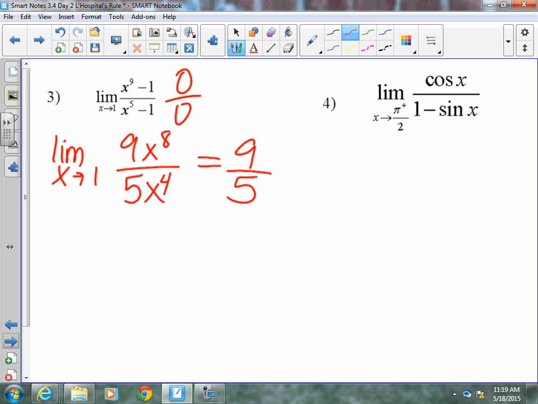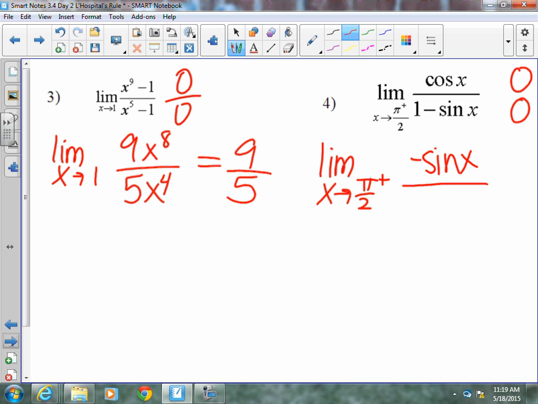Finally, if I plug in pi over 2, I get 0 at the top and 0 at the bottom. So I'm going to do the limit as x approaches pi over 2 of the derivative of cosine, which is negative sine, over the derivative of 1 minus sine x, which is negative cosine of x. And if we plug in our pi over 2, we get 1 over 0, which is not possible.